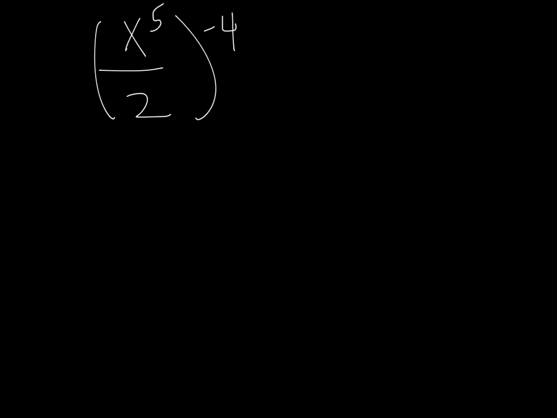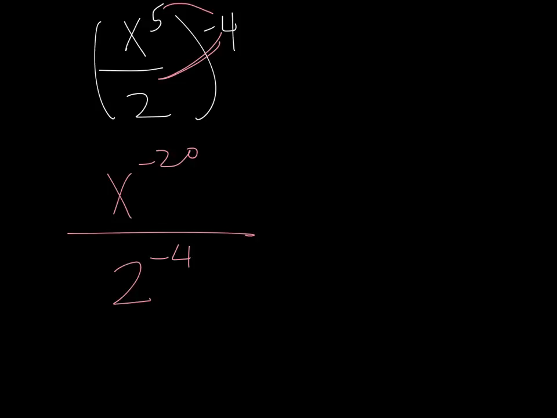Oh, I already got my prime factorization. I already have my exponents set, so that means I am just going to have to do my power to a power. Remember to give it to everyone on the inside. So this would be x to the negative 20 over 2 to the negative 4. I do not want negative exponents. If it's negative on top, I have to move it to the bottom. Once I move it, it becomes positive. If it's negative on the bottom, I have to move it to the top.